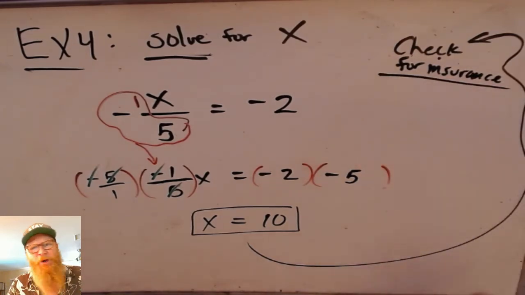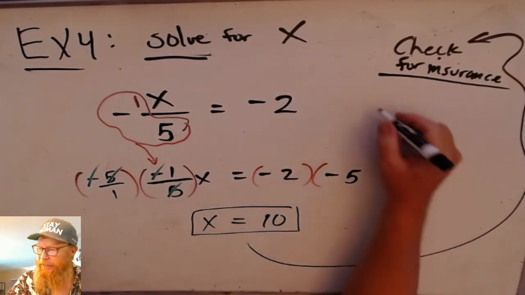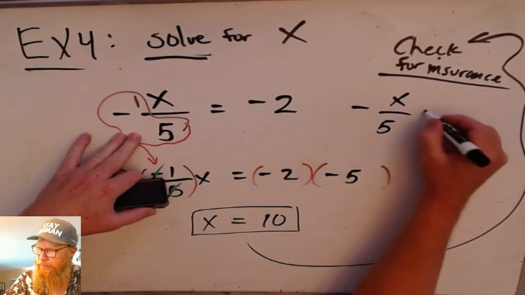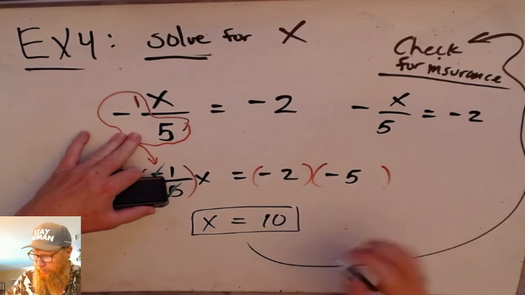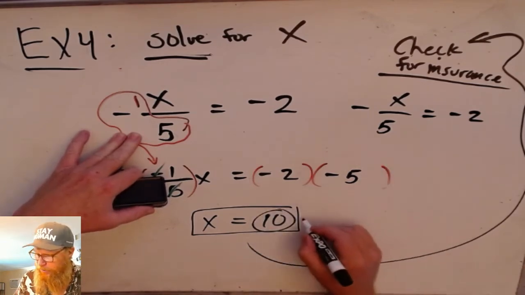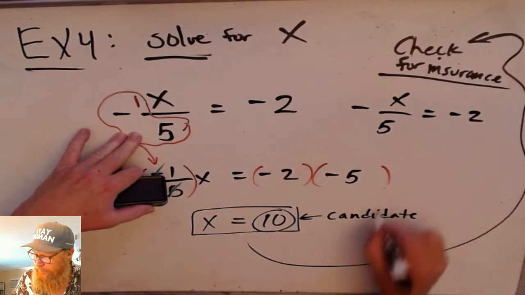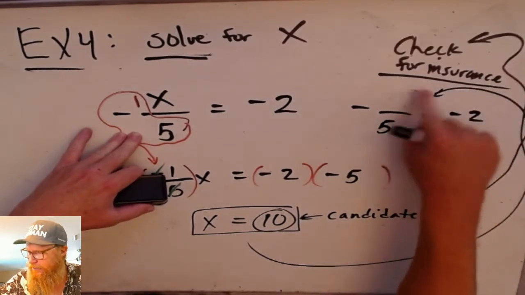If you're getting it wrong and you're not sure why, or if it's a quiz and you just don't want to get it wrong and you want to make sure it's okay, take the original problem, just like it's originally written, and then plug in this value, which we call the candidate. Until it's been checked, it's a candidate. It's not a solution yet.